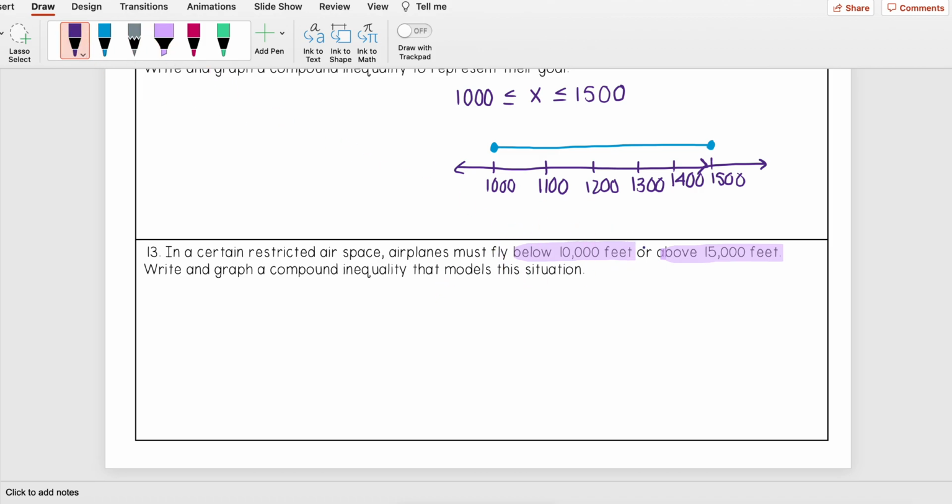Okay, so this one, it already gives you that keyword or, and it's saying that the airplane must fly below 10,000 feet, so that's going to be less than 10,000 feet, or above 15,000 feet, so that's going to be greater than 15,000 feet. It doesn't say it can be at 10,000 feet or below, it's saying it's below it. So that's why I have the strictly less than and strictly greater than symbols. And so to write that out, that's going to be x is less than 10,000 or x is greater than 15,000.